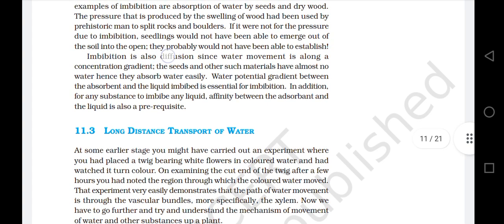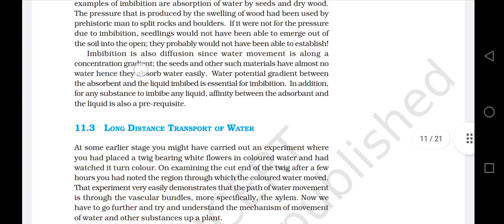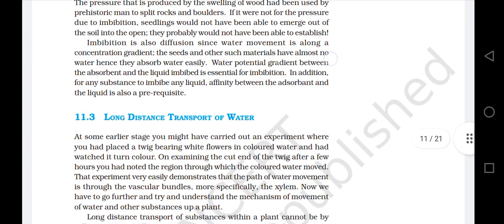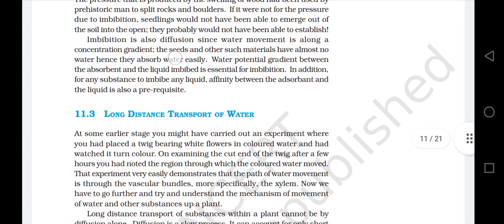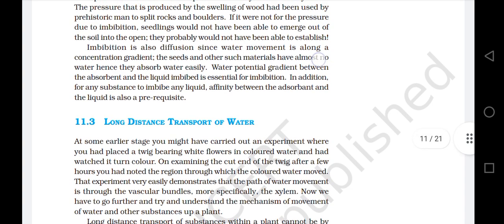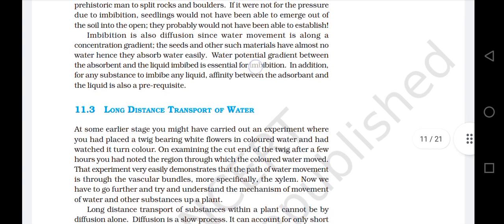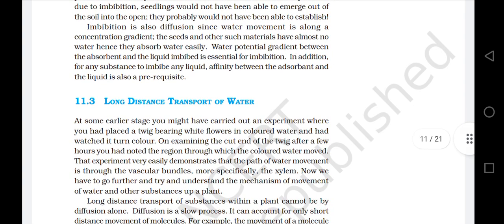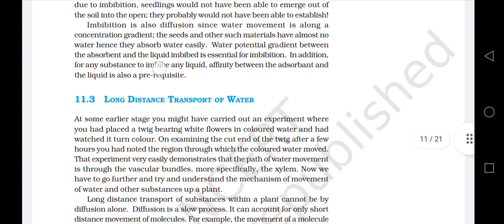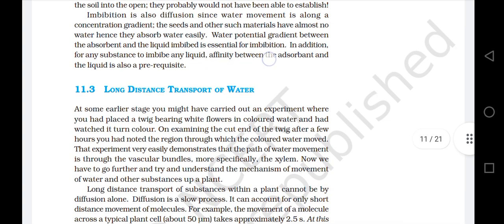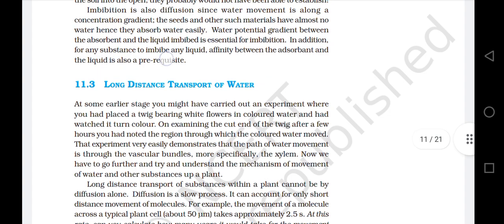Imbibition is also diffusion. Since water movement is along a concentration gradient, the seeds and other such materials have almost no water, hence they absorb water easily. Water potential gradient between the absorbent and the liquid imbibed is essential for imbibition. In addition, for any substance to imbibe any liquid, affinity between the absorbent and the liquid is also a prerequisite.